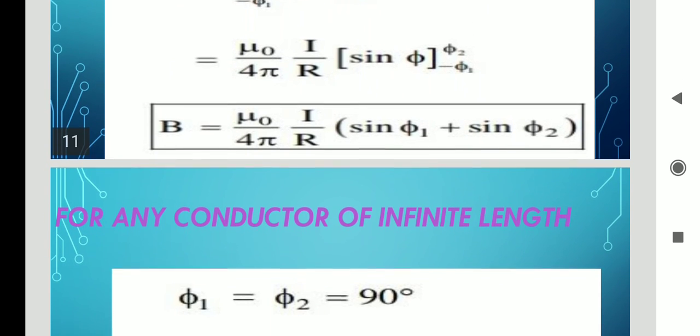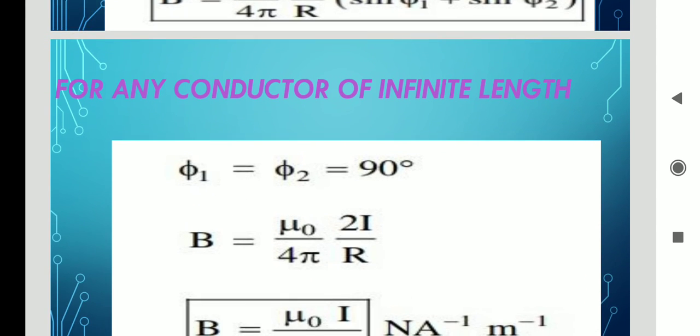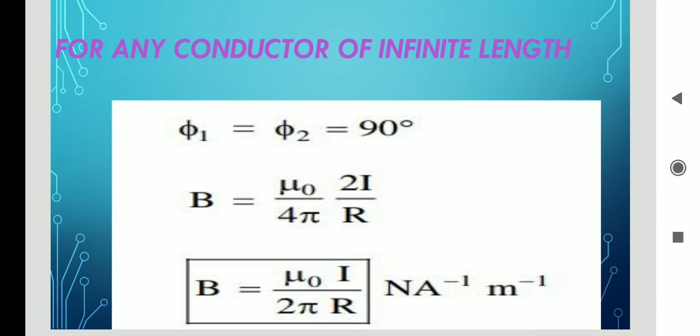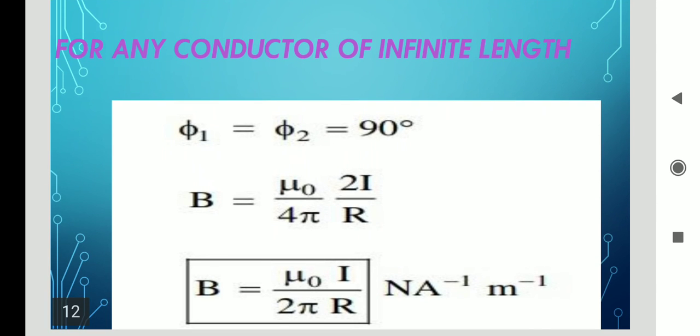For any conductor of infinite length, the angles phi 1 and phi 2 are equal to 90 degrees. Then you simplify and you will get B equal to mu naught by 4 pi into 2I by r. What are the units of this? Newton per ampere meter. This is about the magnetic field due to a straight current carrying conductor.